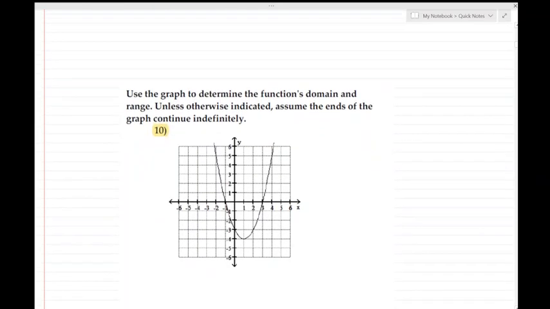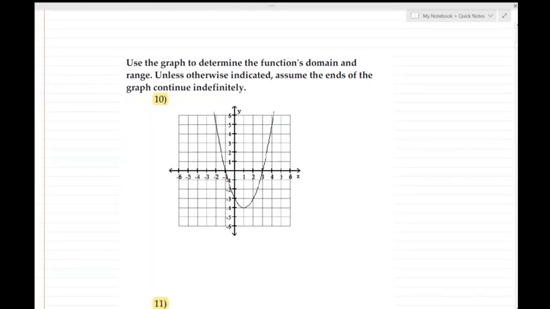Okay? Next, we want to use the graph to determine the function's domain and range. Look at the domain as the values of x where the graph actually happens, right? If we look at it, the graph is happening all the way from the left to all the way on the right.